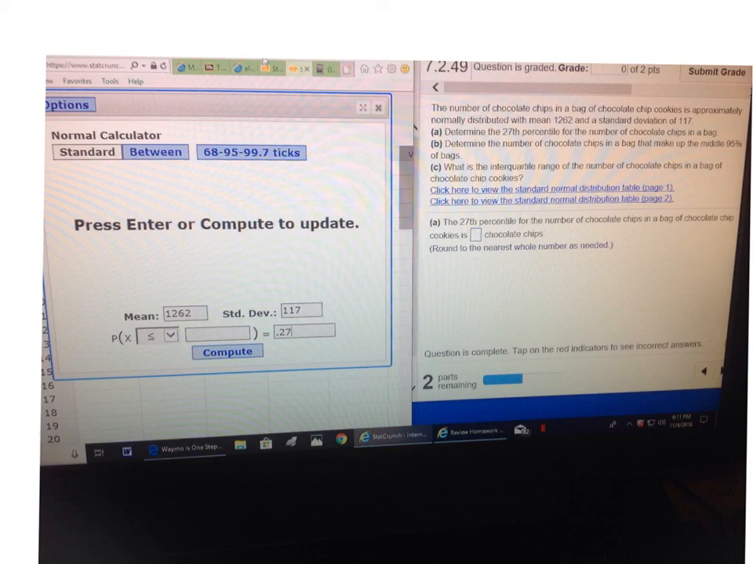And that's all there is to it. I'll leave it to you to click the compute button.